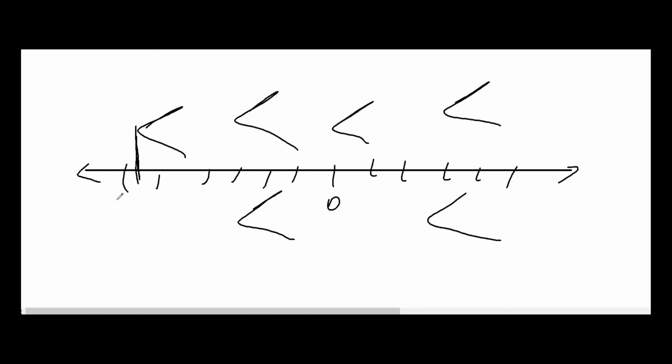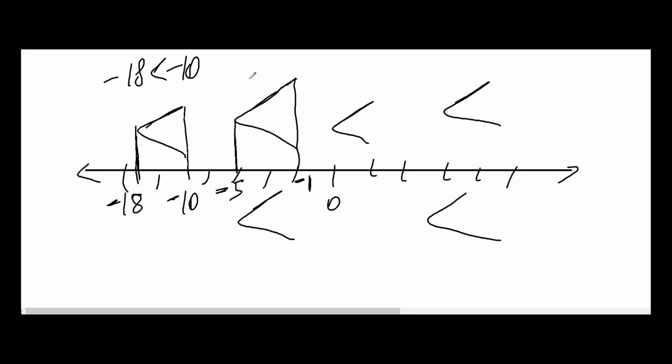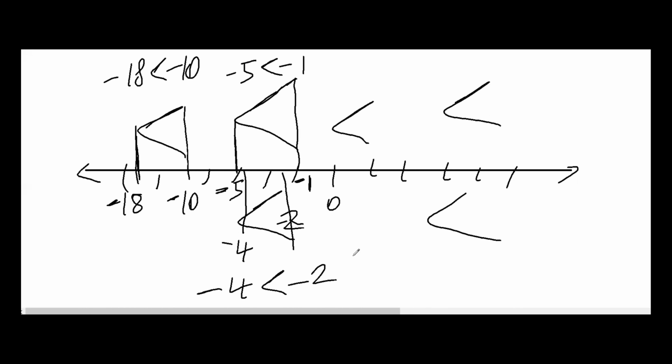Say for example here you have -18, and say here you have -10. So -18 is less than -10. Similarly here say you have -5, and say here you have -1. So here you can write -5 is less than -1. Similarly here this is say -4, and this is say -2. So you can write -4 is less than -2.